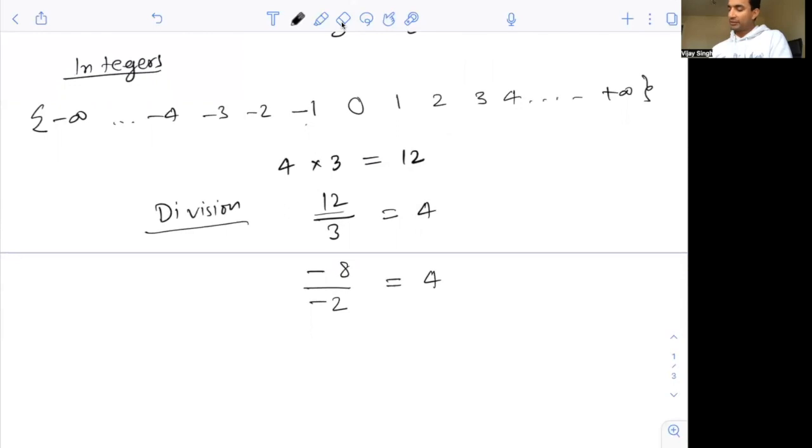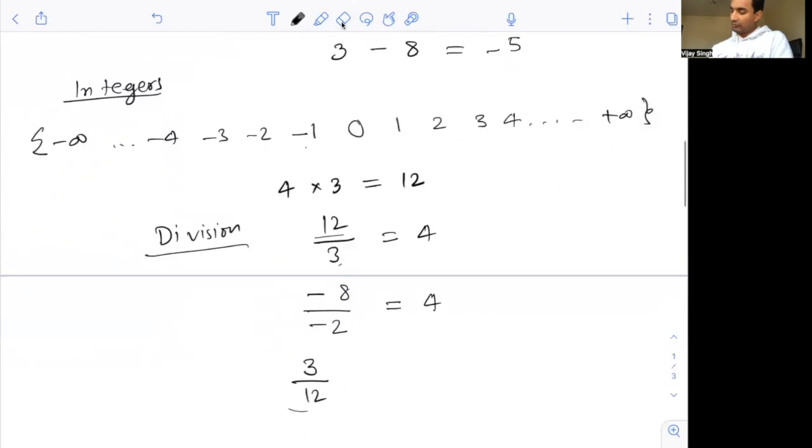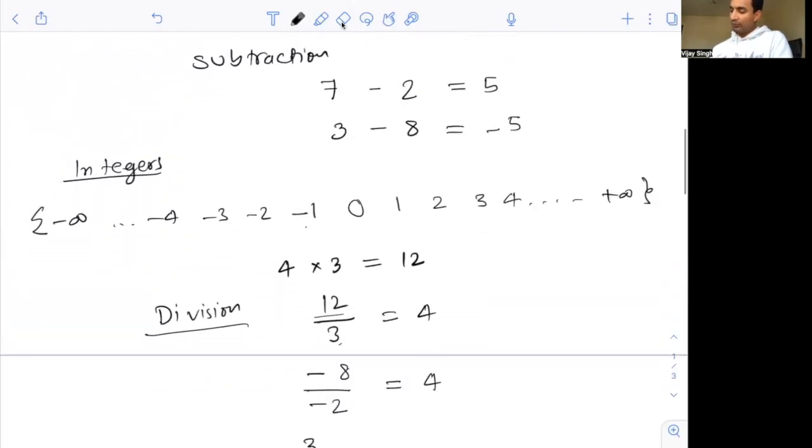Now, you see what I'm doing here is I'm dividing two numbers where the number being divided is larger in magnitude than the number it is divided by. But we could have done it some other way. So let's say, what happens when we divide 3 by 12? Now this number 3 by 12 is a number which is less than 1, right? But it's not equal to 0. And in our set of integers, we only have the values 0, 1, 2, 3, 4, minus 1, minus 2, minus 3, and so on.